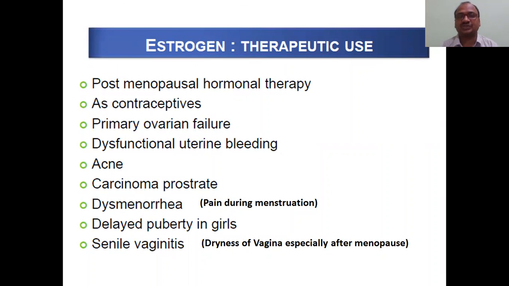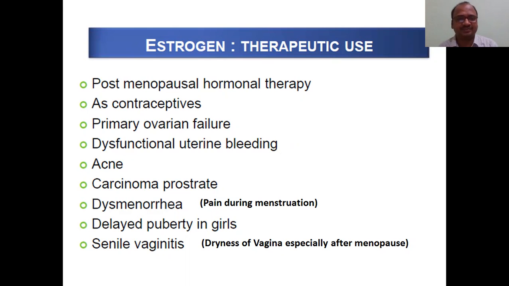Estrogen therapeutic uses, mainly for post-menopausal hormonal therapy. After menstruation stops, you have to start giving estrogen. Otherwise, various serious problems will occur, which we will see. As a contraceptive, estrogen not only affects sperm penetration into the egg, it also stops pregnancy if the level is high. That's why you have to take great care with estrogen.